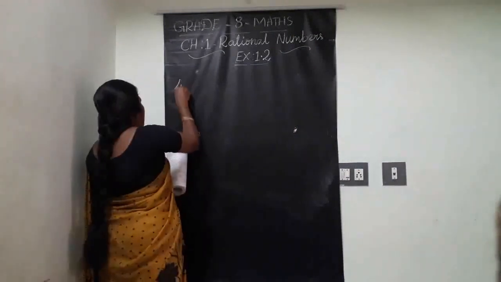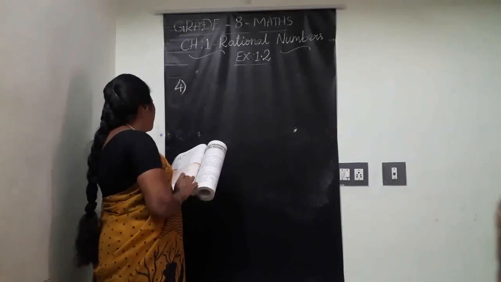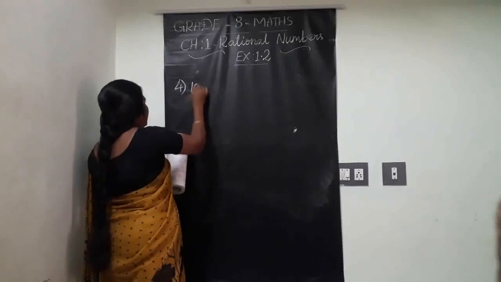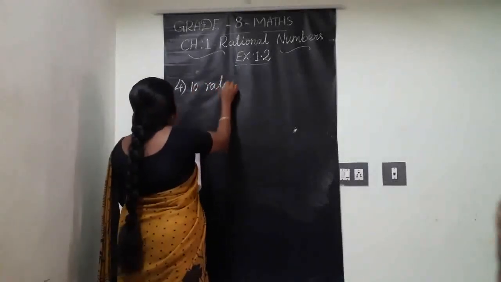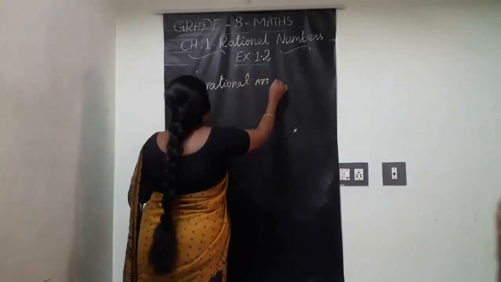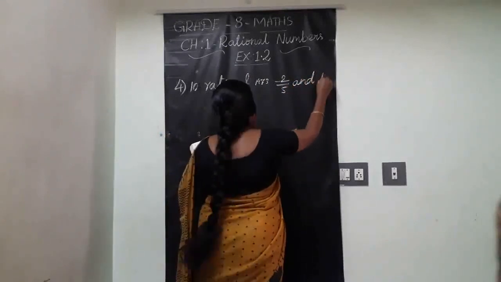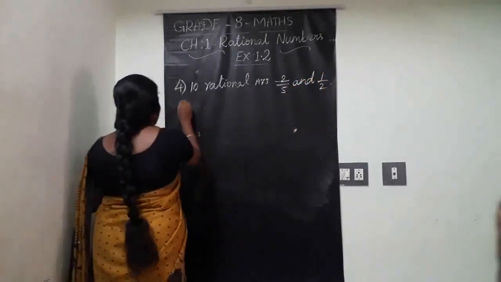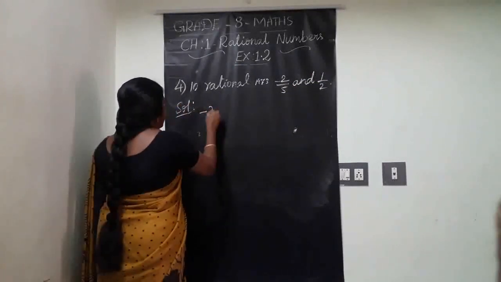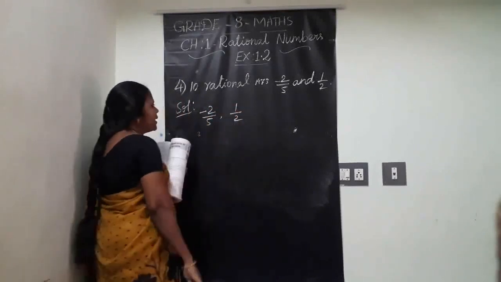Fourth question. What are they telling? Write 10 rational numbers between minus 2 by 5 and 1 by 2. What is given? 10 rational numbers they are telling. Write 10 rational numbers between minus 2 by 5 and 1 by 2. What to do? Don't consider the sign while solving.